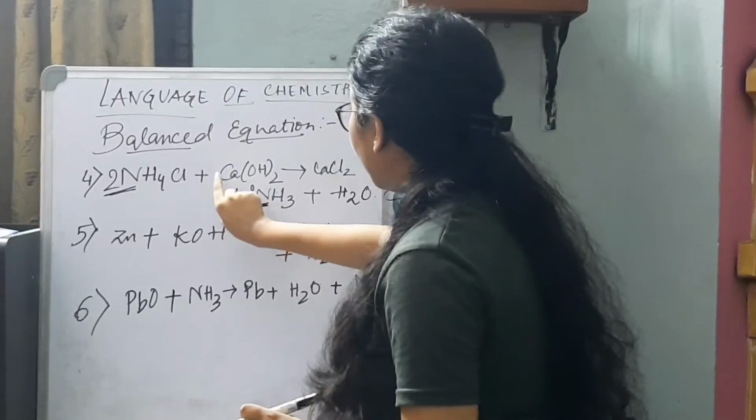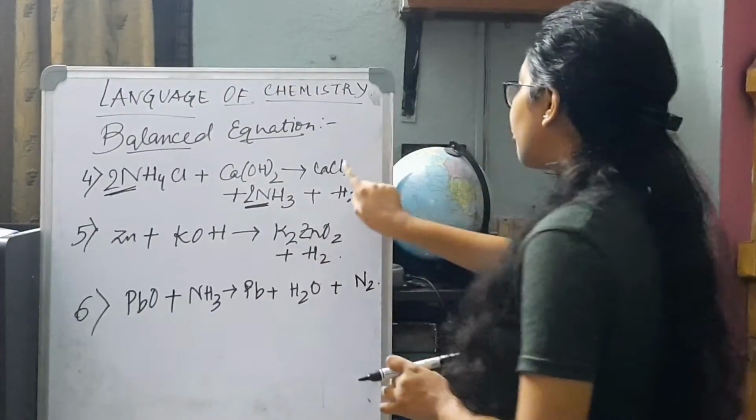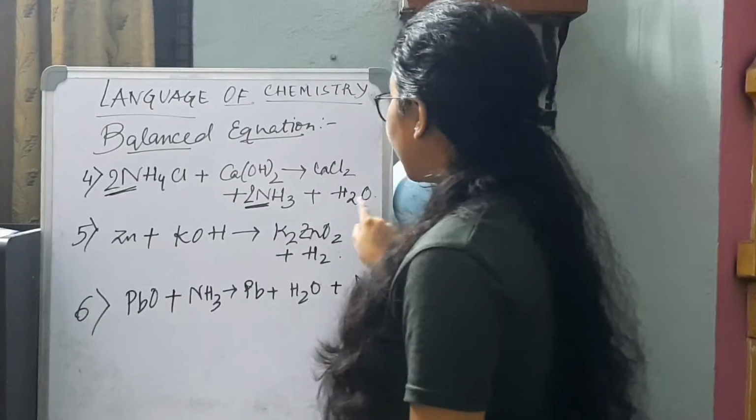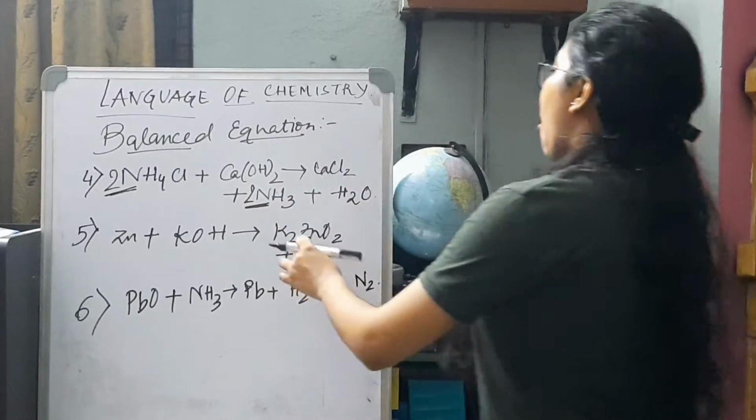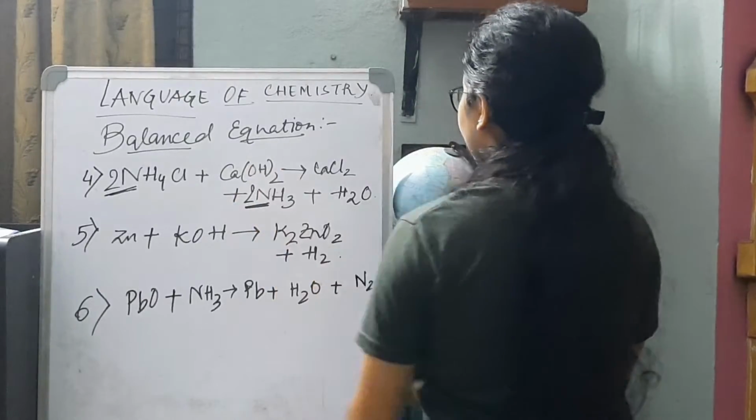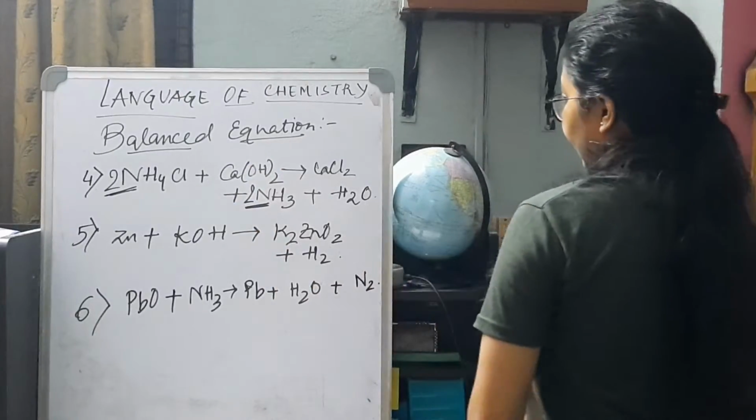Now we go for calcium. Calcium is also equal. But when we go for oxygen, we can see that oxygen is actually 2 in this case and 1 in this case.